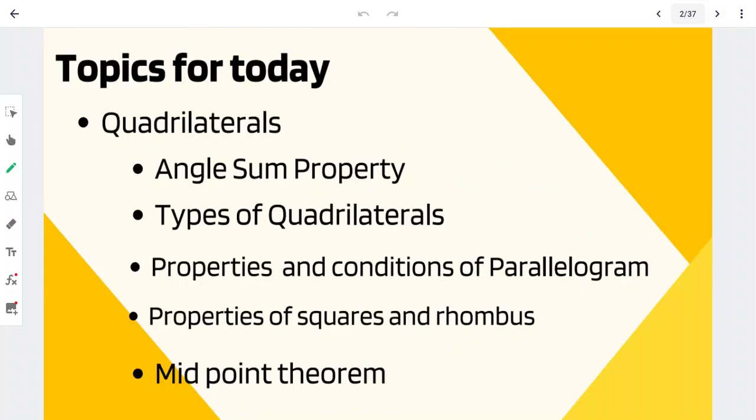So let us see what we're going to do. First of all, we're going to understand the meaning of quadrilateral. You have learned it in your 8th grade also, right? Then along with it we will discuss angle sum property, types of quadrilaterals, properties and conditions of parallelogram, properties of squares and rhombus with example questions, and at the end the midpoint theorem. These are the topics we are going to cover today. Full chapter will be covered. Okay, so let us start immediately with quadrilaterals.